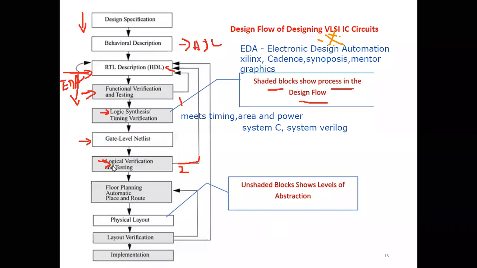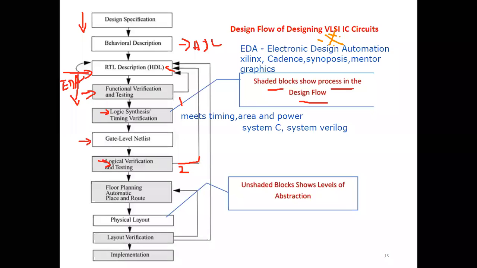Next, after that, what will it do? Next, the gate level netlist will be an input for floor planning, automatic place and route. The system will do this automatically. So the floor planning and the place and route, the circuits will be placed and routed properly. Once it is done, next automatically we'll go for the physical layout actually.